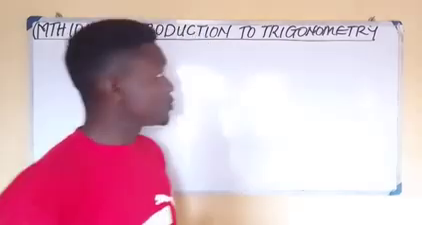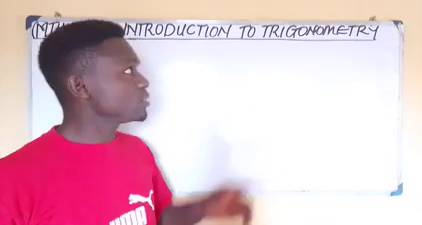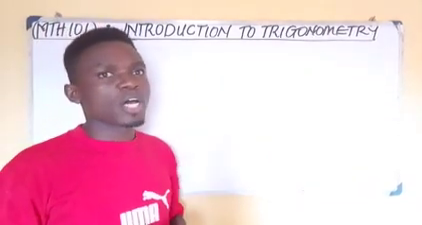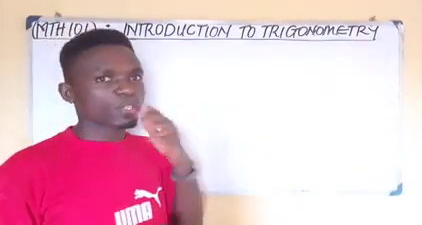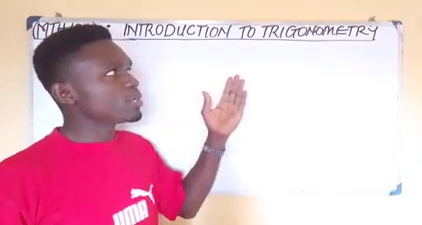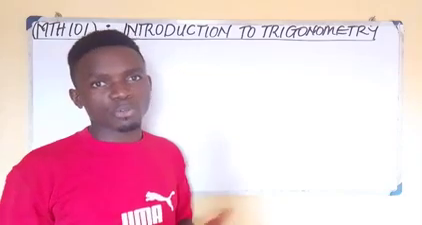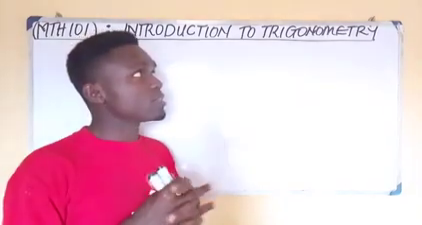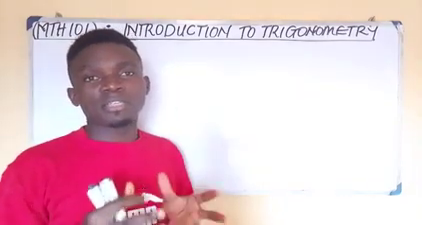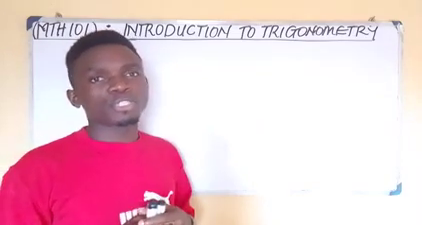Alright. So in today's class, we are going to be discussing trigonometry. As the name implies, tri, we are referring to what? Triangle. So trigonometry has to do with the study of what? Triangle. Trigonometry is a branch of mathematics that deals with the study of triangles.